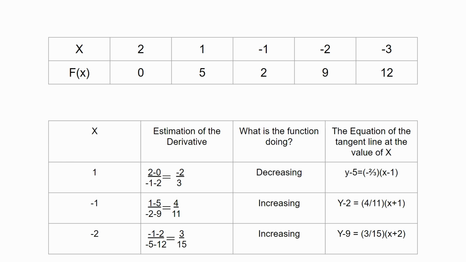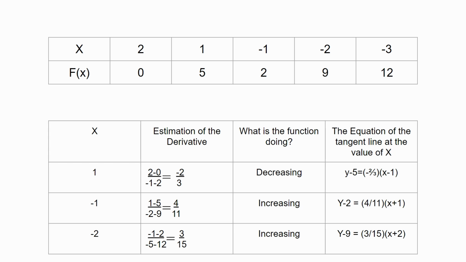Lastly, at x equals negative 2, we could tell that the estimation of the derivative is 3 over 15. We could also tell that the function is increasing at this point. And the equation of the tangent at the value of x is y minus 9 equals 3 over 15 times x plus 2.